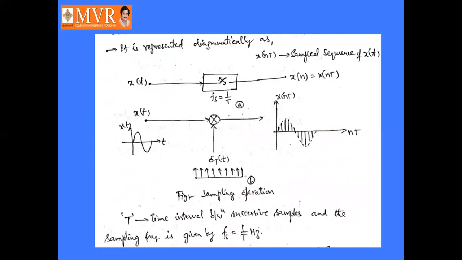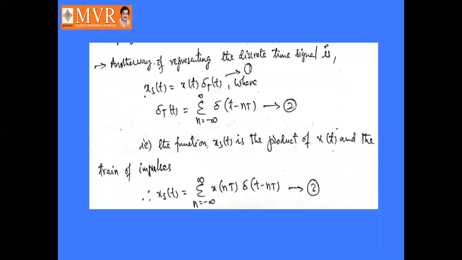Here capital T is the time interval between successive samples, and the sampling frequency is the reciprocal of the time interval, that is 1 by T hertz. Another way of representing the discrete time signal is x delta of t, which equals x of t multiplied by delta T of t, the train of impulses. The input is multiplied by a train of impulses.